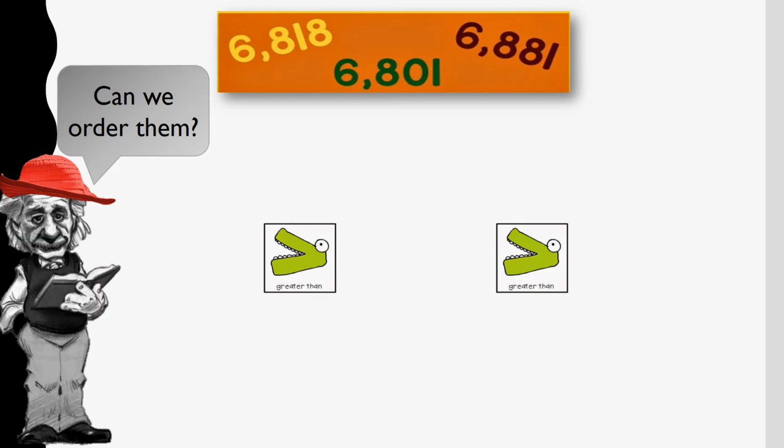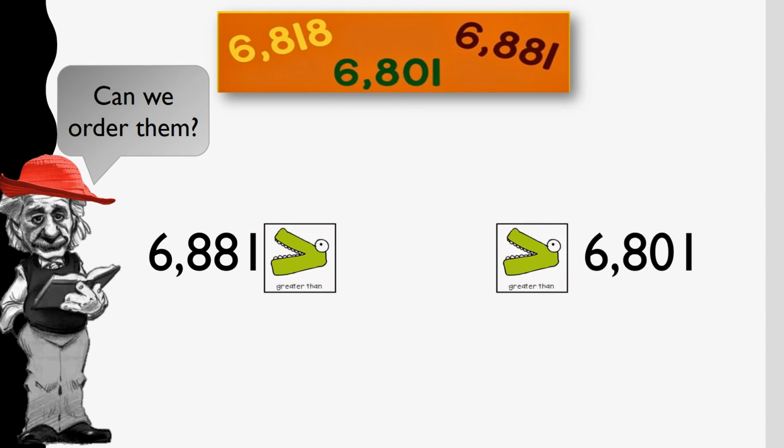Okay, we are ready to order and compare these numbers. Now, we just said that 6,881 was our largest number, so that's going to stay to the left because that alligator is going to eat that larger number. We also know that 6,801 was our smallest number, so I'm going to put that one all the way to the right. And that means the number in the middle was 6,818.